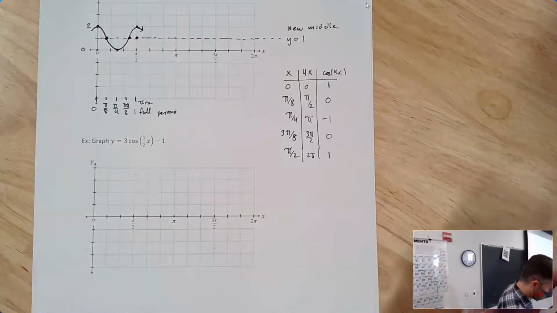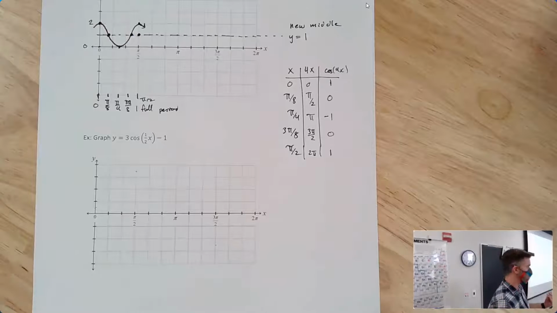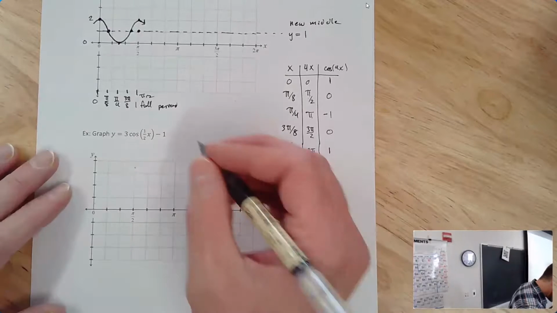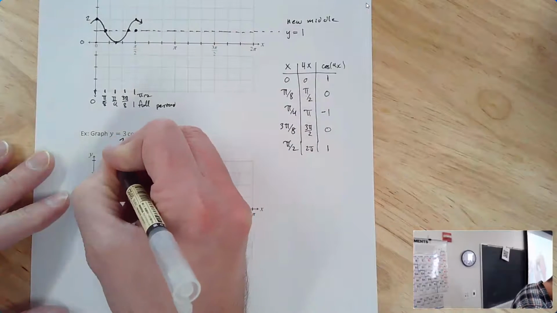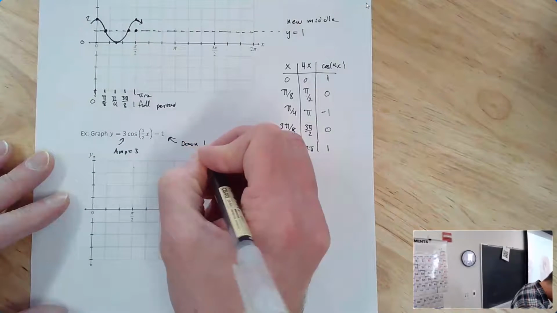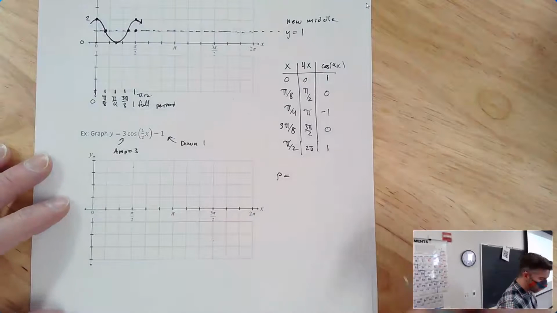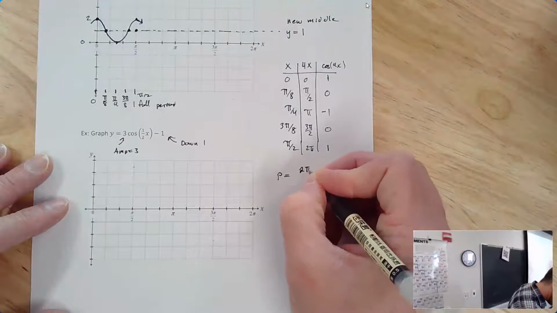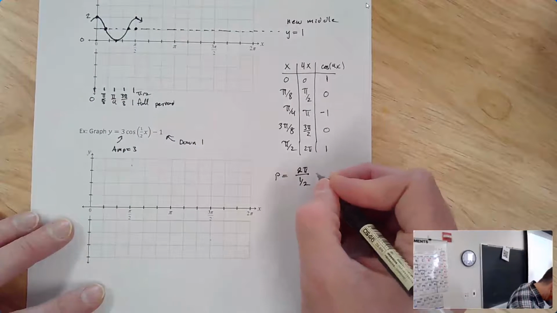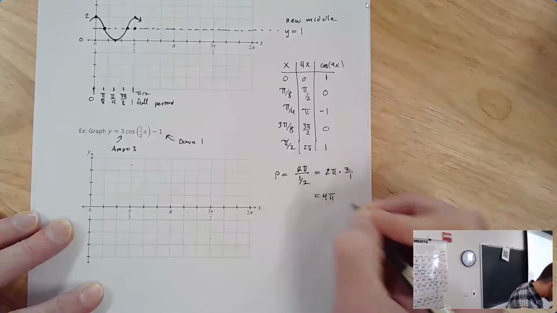Let's look at this next one. Here, I'm going to try and show you exactly how I would do this, and how I would want you to graph it if I asked you to graph this on a test. First, make note that the amplitude is 3. The vertical shift is down 1. And the period, the short way of doing it, is 2 pi divided by the coefficient of x. 2 pi divided by 1/2 is 2 pi times 2 over 1, which is 4 pi.